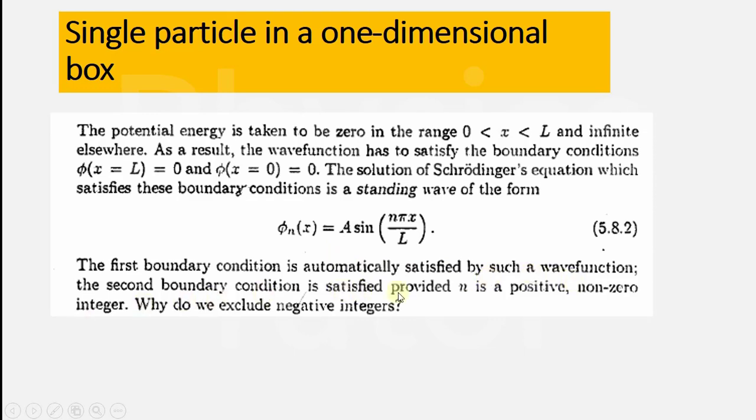The second boundary condition is satisfied provided n is a positive non-zero integer. Why do we exclude negative integers? This is the question, and it is for you. If you know the answer, then leave your comment in the comment section below. Otherwise I will answer it in the next video.